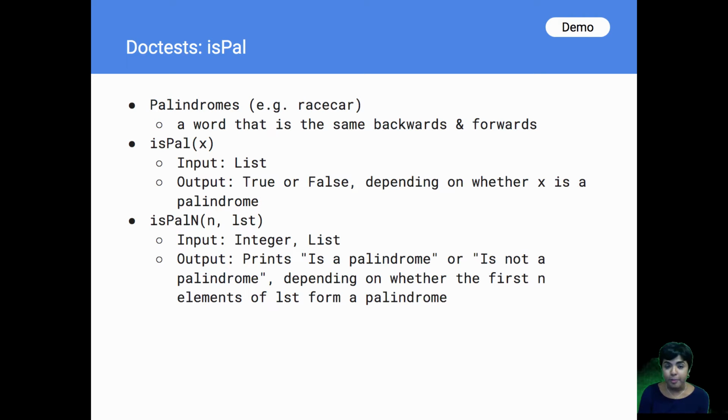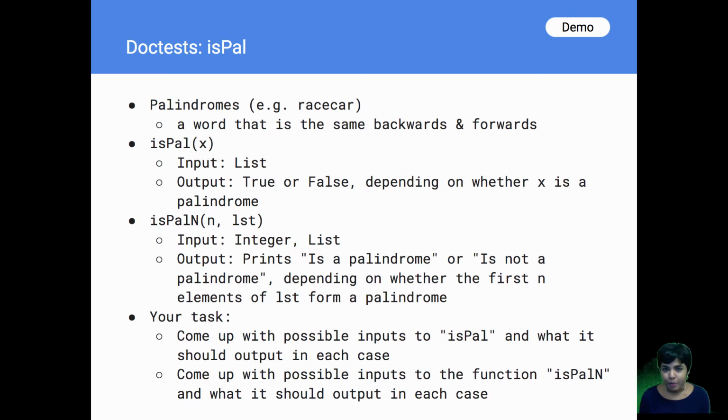Let's say isPal expects a list as its input and will return either true or false, depending on whether that list is a palindrome. In this case, what we mean by palindrome is a list where it's identical forwards as it is when you reverse the order of all the list elements. We also have this function isPalN, which expects an integer and a list. isPalN will print out "is a palindrome" or "is not a palindrome," depending on whether the first n elements of the list form a palindrome. That is, if the first n elements of the list are the same forwards as they are when reversed.